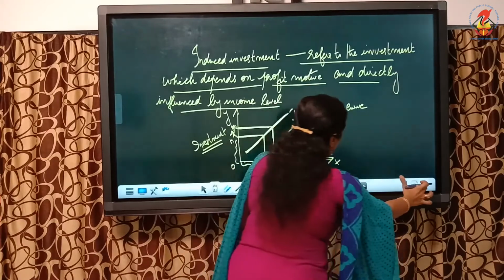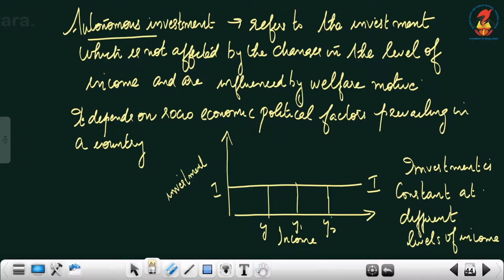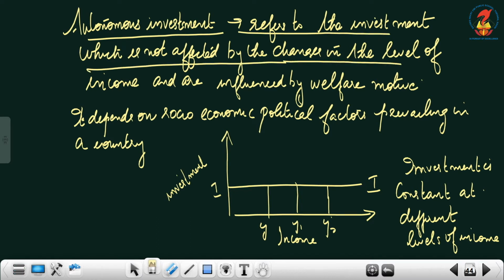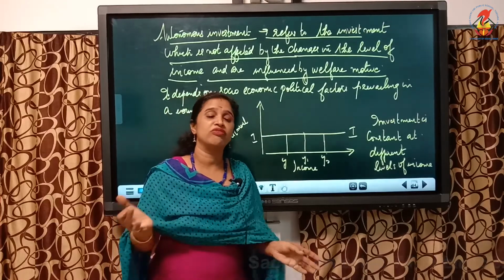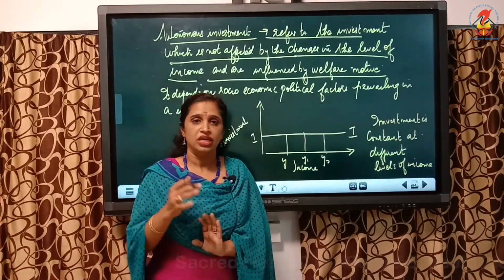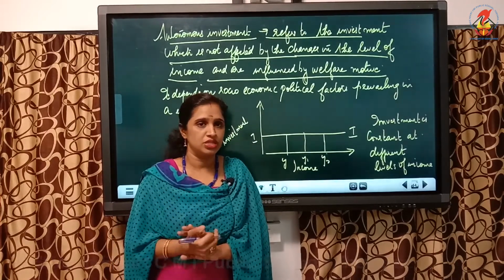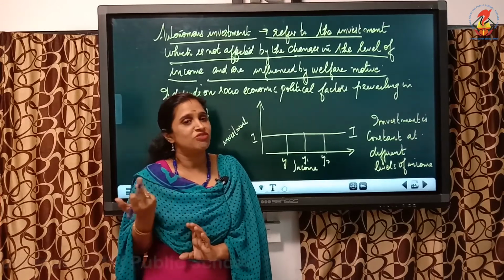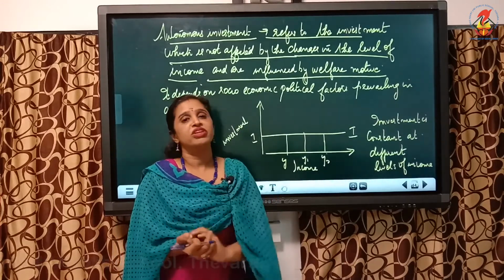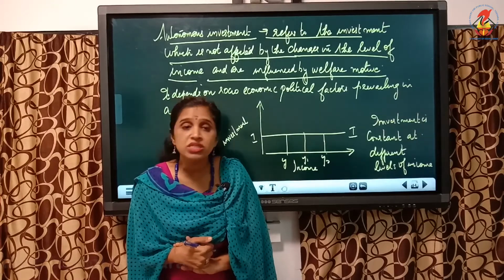Okay. Now, we will move on to the next one, autonomous investment. Autonomous investment refers to the investment which is not affected by changes in the level of income, and it is influenced by welfare motive. Autonomous investment is not influenced by any income. It is influenced only by welfare motive. What does it mean? Income may change, but the investment will not change. That kind of investment is known as autonomous investment.